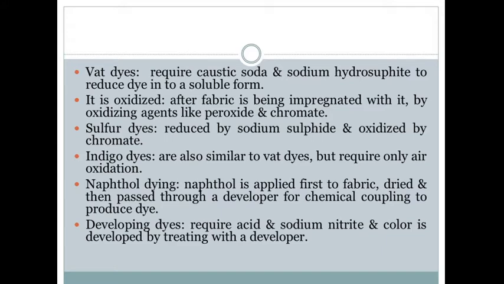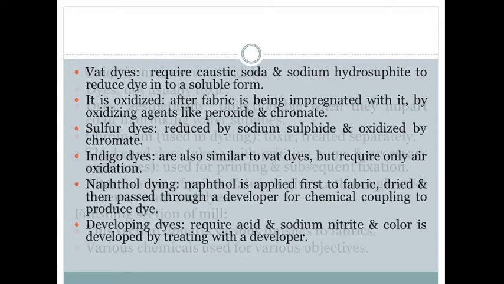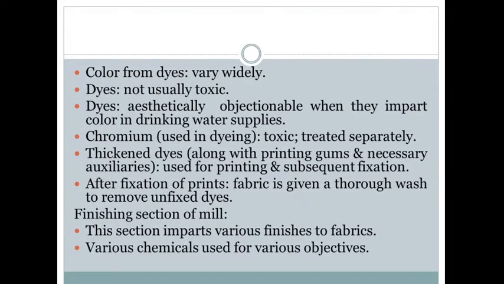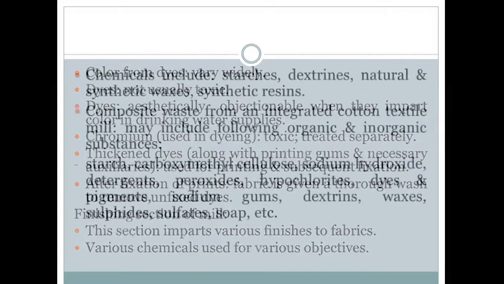Sulfur dyes are reduced by sodium sulfide and oxidized by chromate. Indigo dyes are also similar to white dyes but require only air oxidation. Then naphthol dyeing and then developing dyes. Okay, so these are different types of dyes. Color from dyes varies widely. Dye is not usually toxic. Dyes are aesthetically objectionable when they impart color to a drinking water supply. So this is about the dyeing operation.